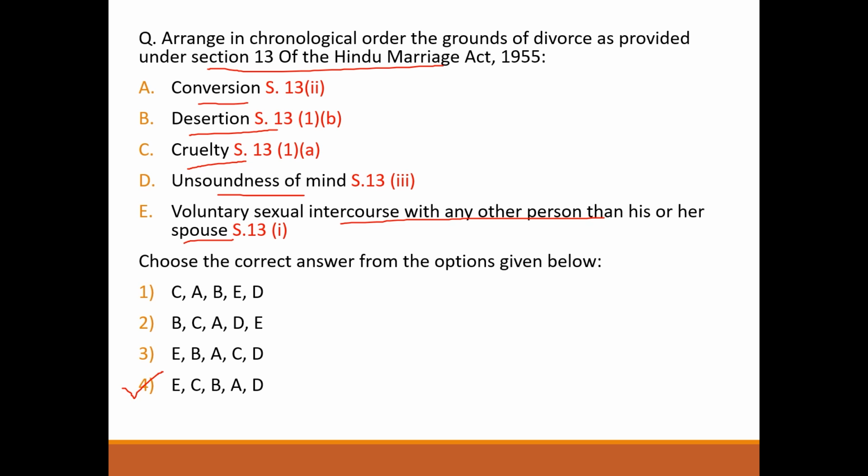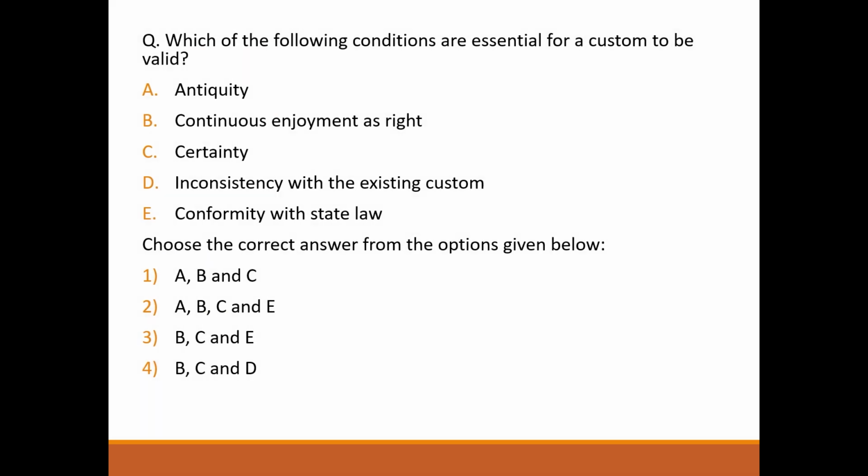Next question. Which of the following conditions are essential for a custom to be valid? Antiquity, correct. Continuous enjoyment as right, correct. Certainty, correct. Inconsistence with the existing custom, wrong. Conformity with the state law, wrong. So answer will be option number 1.